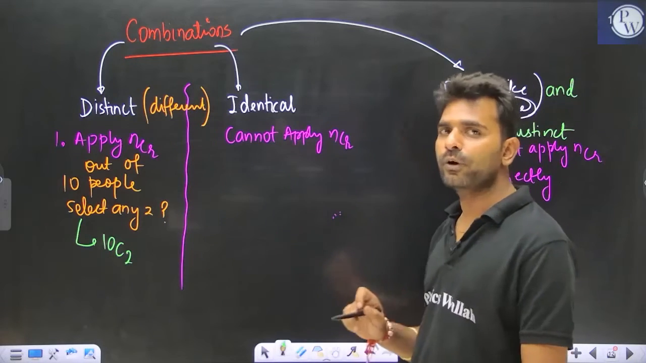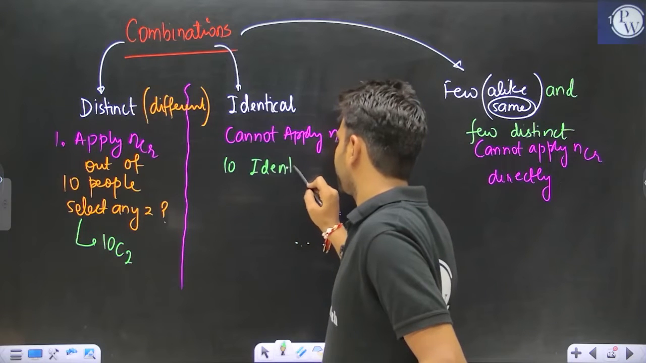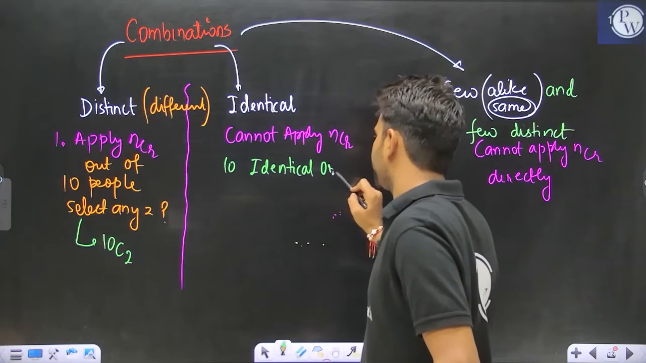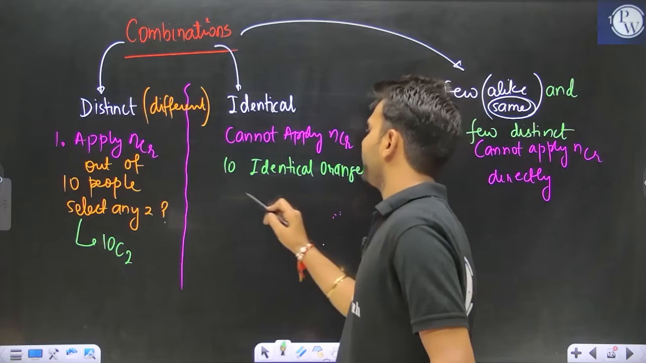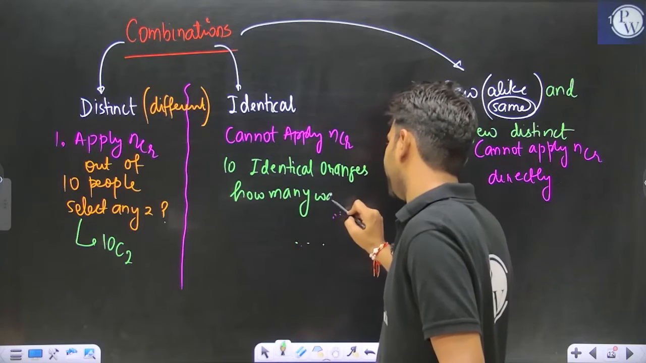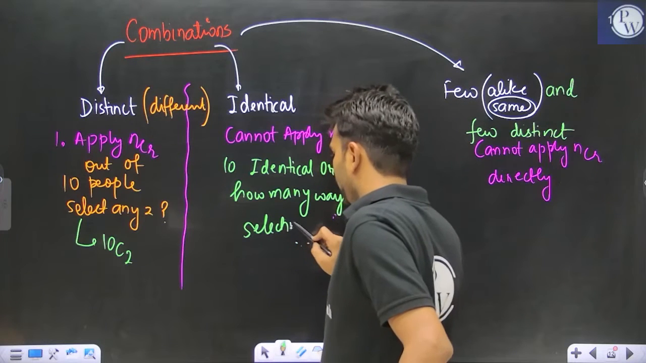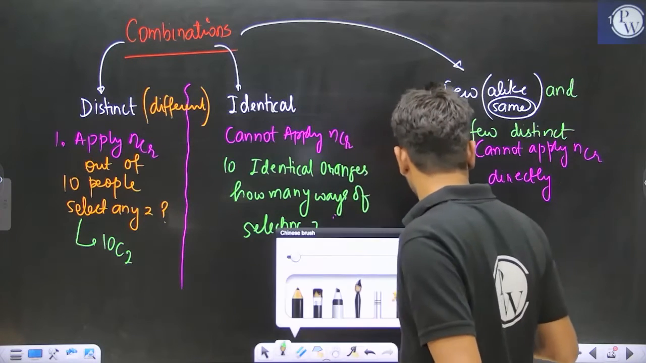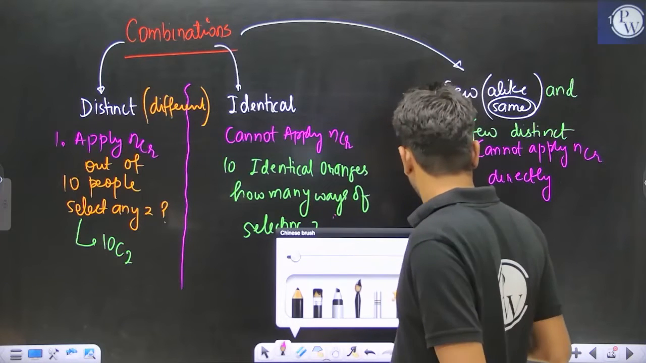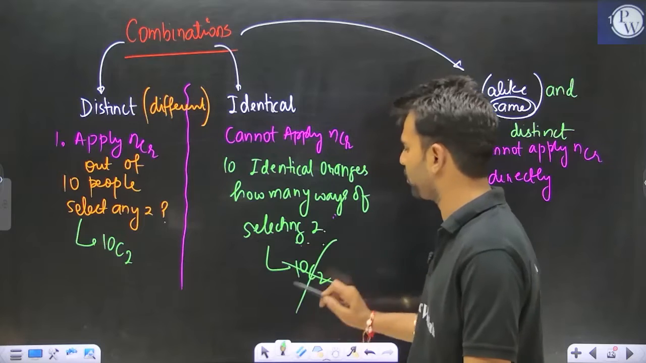But if I give you, let's say, 10 identical oranges, how many ways of selecting 2? A lot of guys do what? Here also they apply the formula 10C2, and let me tell you guys, this is wrong.